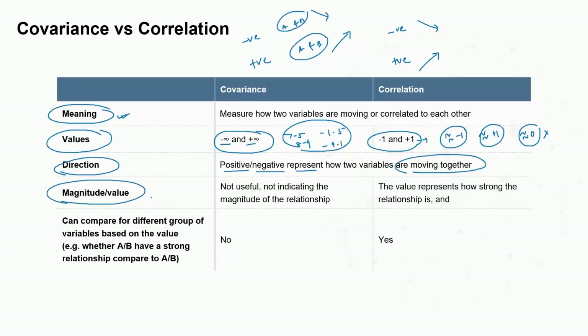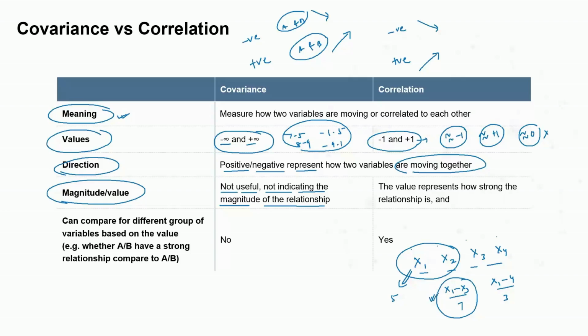Magnitude wise is where the difference comes. Magnitude wise covariance is not useful. It does not indicate the magnitude of the relationship, which means if you have four variables x1, x2, x3, x4, it could be anything, age, salary, tenure, something else. If x1 and x2 covariance is 5, x1 and x3 covariance is 7, x1 and x4 covariance is 3, that does not mean that these two have a strong relationship as this.